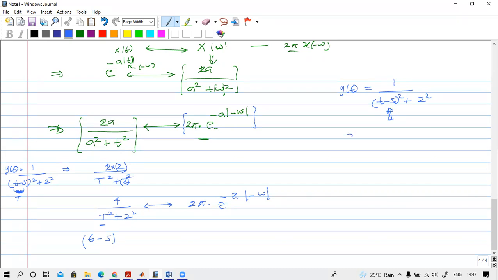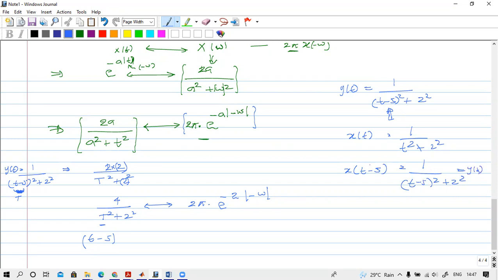If you have the signal x(t) equal to 1 by t square plus 2 square, and I get the time shifted signal with 5 second or millisecond, some time unit, that is t minus 5, then I will get this y(t), no?